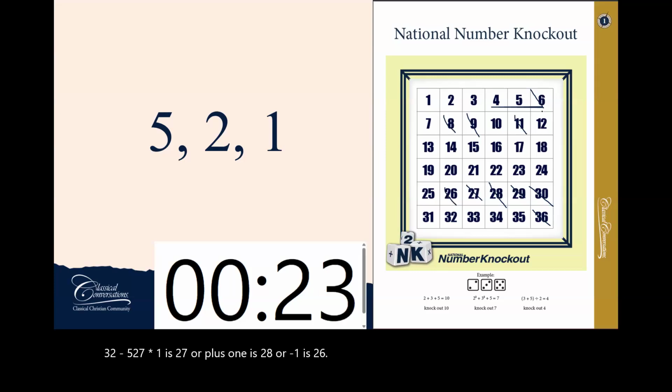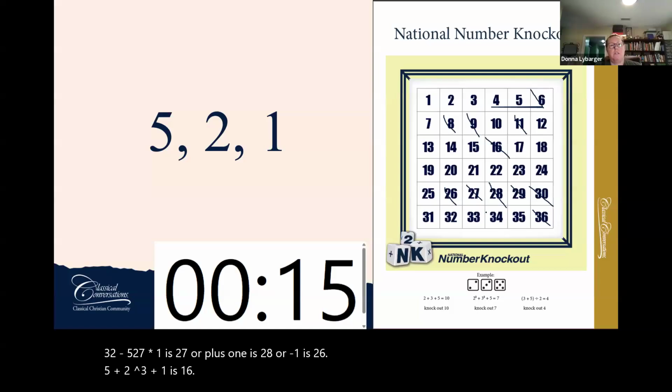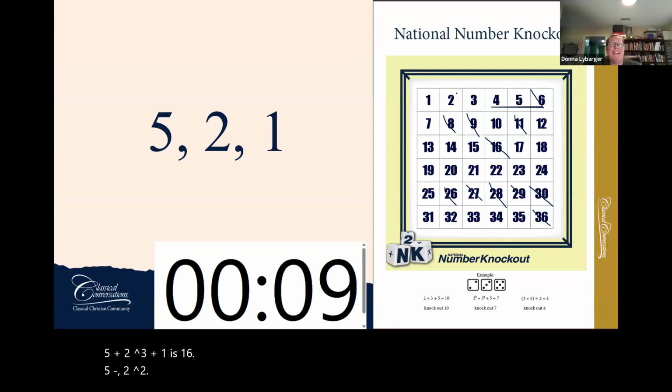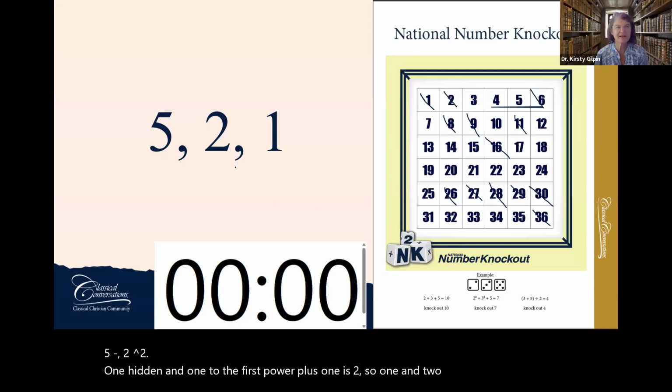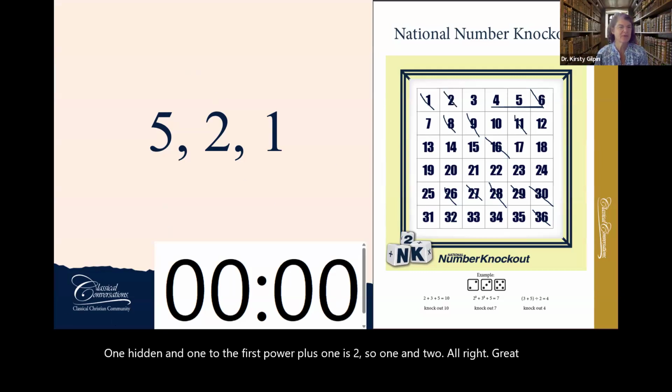5 plus 2 cubed plus 1 is 16. 5 minus 2 squared, which is 5 minus 4, is 1. And then times 1 to the first power plus 1 is 2. So 1 and 2. All right, great job. We've got our computation brains warmed up.